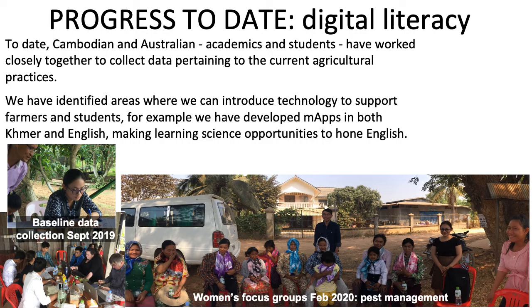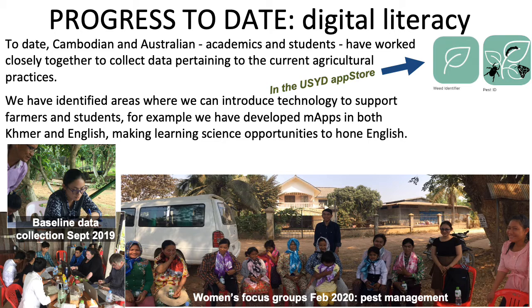Our conversations to date have been focused on where we can introduce technology to support farmers and agriculture students. For example, we've developed some mobile apps. One is the Pest ID app and the other one is the Weed Identifier app. Both of these apps are offered in the Khmer language as well as English, and they're the first apps of their kind for a use other than learning English to be offered in the Khmer language. There's been quite a bit of interest in extending their use into neighbouring countries, so we'll be adding other languages into that app framework.